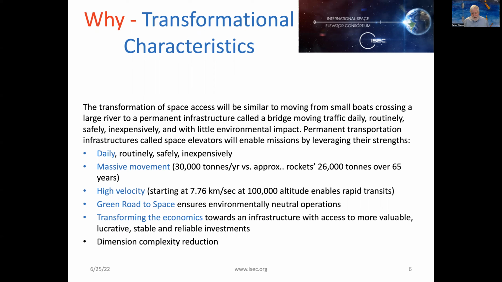Massive movements. I'm going to show you some more charts about 30,000 tons per year for us during the early years. High velocity at the apex anchor, we're going 7.76 kilometers per second. When we release from there, we go to Mars in as short as 61 days. Every day we can release toward Mars.